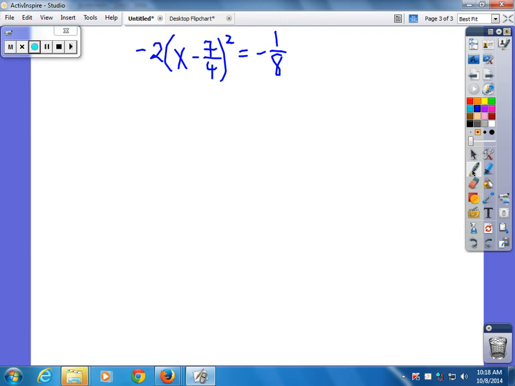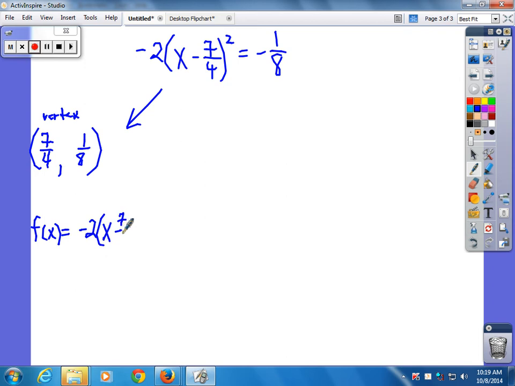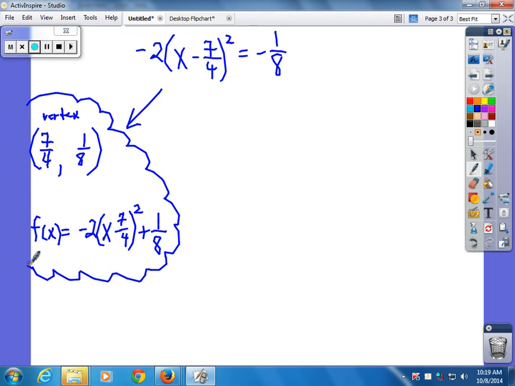All right, so my vertex is 7/4 and 1/8. Vertex form is f of x equals -2 times (x minus 7/4) quantity squared plus 1/8. That's what you would be asked for in your homework or test. You'll be asked for either the vertex or the vertex form. Now we're going to solve.